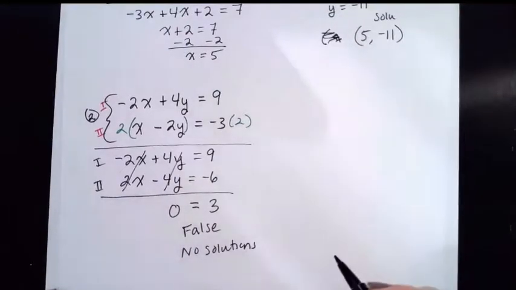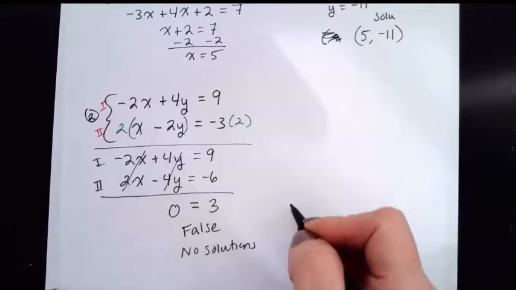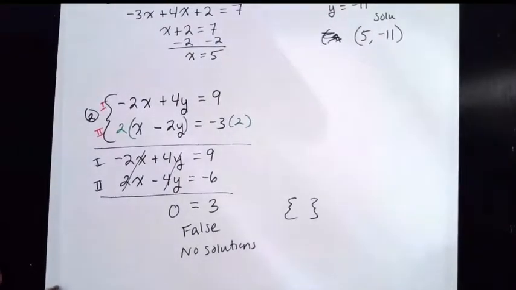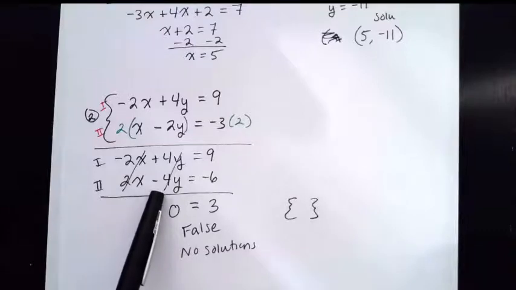If we have no solutions, our solution set is empty. So you can write the symbol for empty set or write empty set, whatever makes sense. That can happen just like we saw graphically when the two lines are parallel, but algebraically both variables will eliminate at some point and you'll have a false statement.